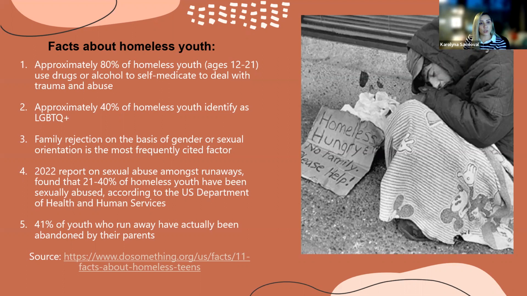In 2022, there was a report on sexual abuse amongst runaways, and they found that 21 to 40% of homeless youth have been sexually abused, according to the US Department of Health and Human Services. And the last fact that I cited is that 41% of youth who run away have actually been abandoned by their parents. This information I found on the website dosomething.org, which listed 11 facts about homeless teens.